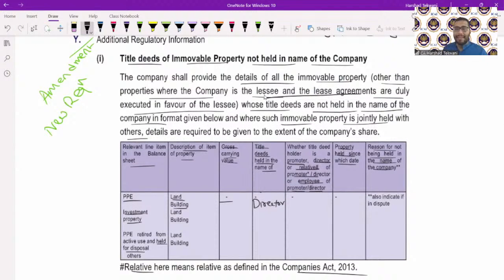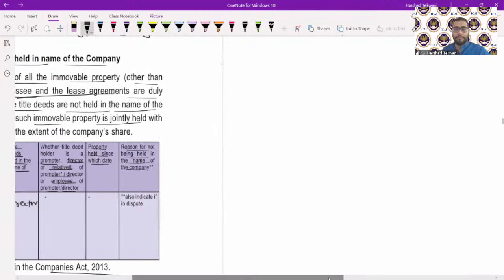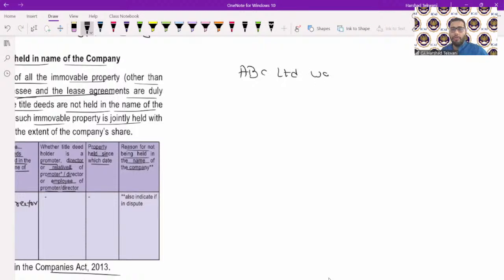The company has a land, but this land is not in the name of that company, although it is reflected in the books of accounts, in the financial statement, but the title deeds are not with the company. Let me give you one hypothetical example. ABC Limited was having land on which it was having a factory. So factory land, I can say, of rupees 25 crore in its books of account.